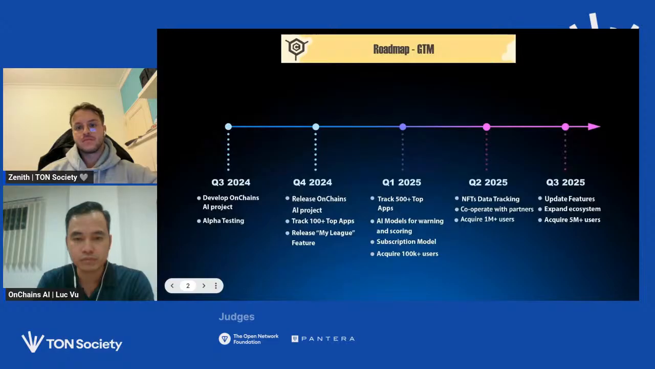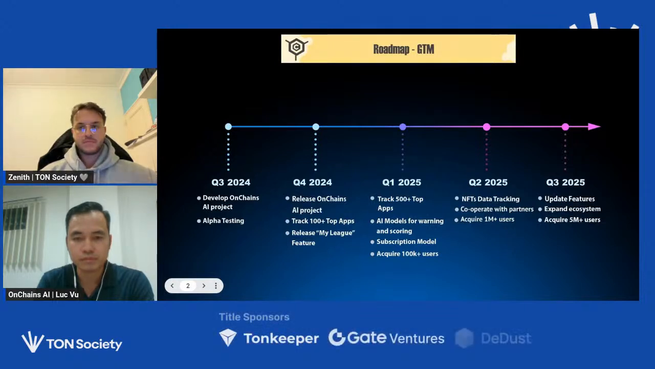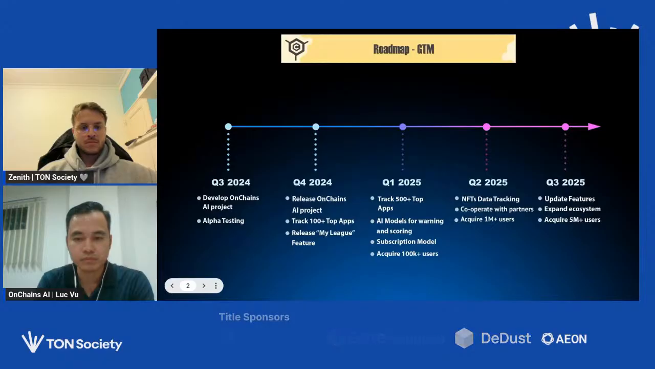Here is our roadmap. Current phase: we aim to release the project with all essential features on Telegram mini app and enable tracking for hundreds of the most popular apps. Next steps: we plan to roll out an AI-powered warning system, introduce a subscription model, and focus on expanding our user base. Future expansion: we will integrate NFT data tracking on the Ton network and further expand our ecosystem to provide more comprehensive insights and services.